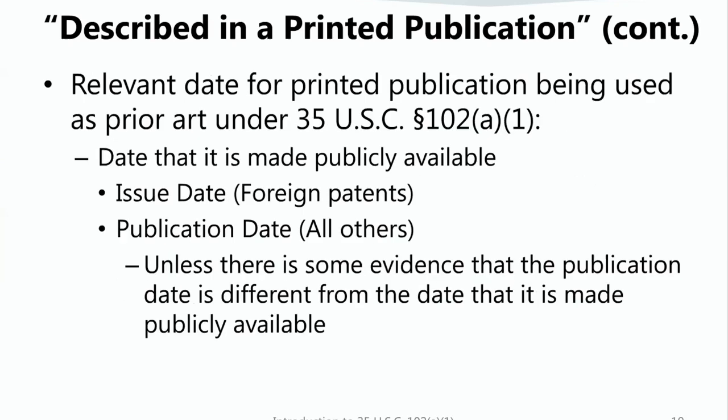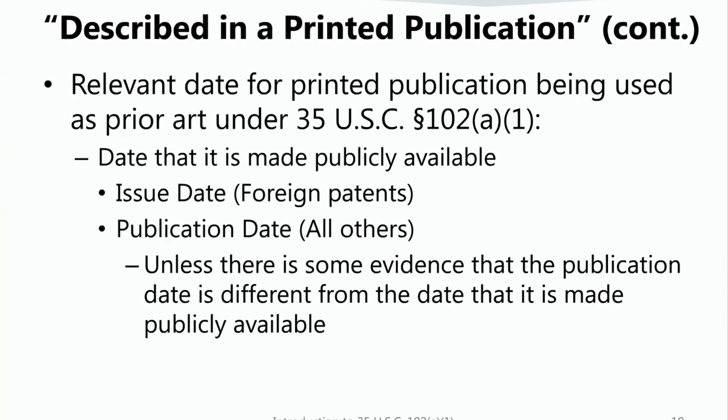Just like for the patented category of documents, there is some date associated with printed publications that needs to be compared to the effective filing date of the claimed invention to determine if the publication can be used under Section 102(a)(1). That date for printed publications is the actual publication date unless there is some evidence to the contrary. This caveat is important because the official publication date of a document is not always the actual date that it was made available to the public.